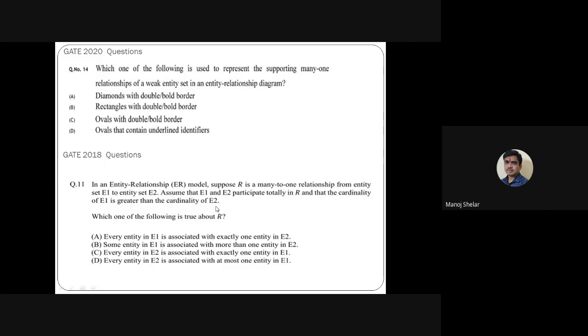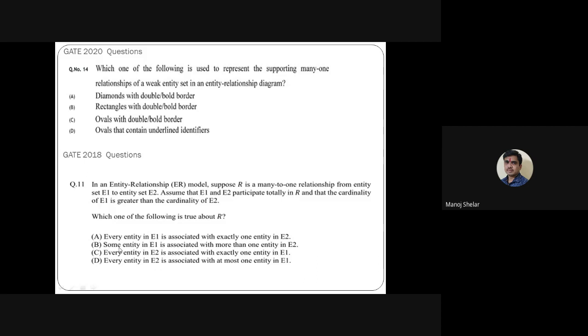E1 and E2 are entity sets, and here the cardinality of E1 is greater than the cardinality of E2. Then which of the following is true about R? So, every entity in E1 is associated with exactly one entity in E2. Then, some entity in E1 is associated with more than one entity in E2. Every entity in E2 is associated with exactly one entity in E1. Every entity in E2 is associated with at most one entity in E1.